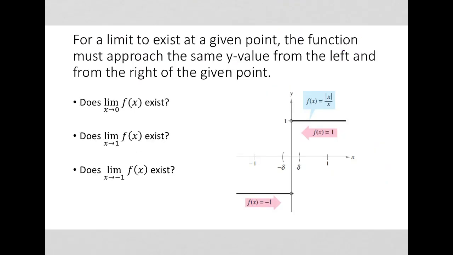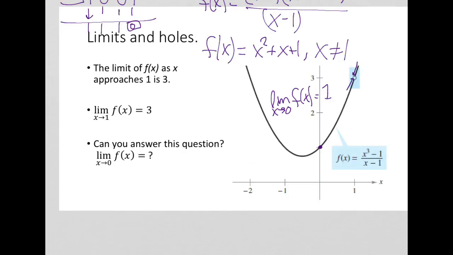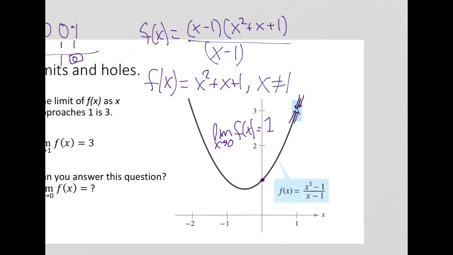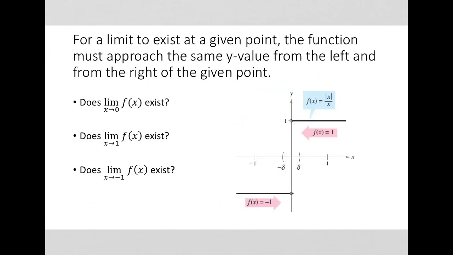But here's the kicker. You may have noticed on the last slide I drew 2 arrows there. I said as we approach it from the left, it's going to 3, and as we approach it from the right of that hole, it's going to 3. And that's why the limit existed there. Compare that to this graph. Let's talk about the limit as x goes to 0 of f of x.